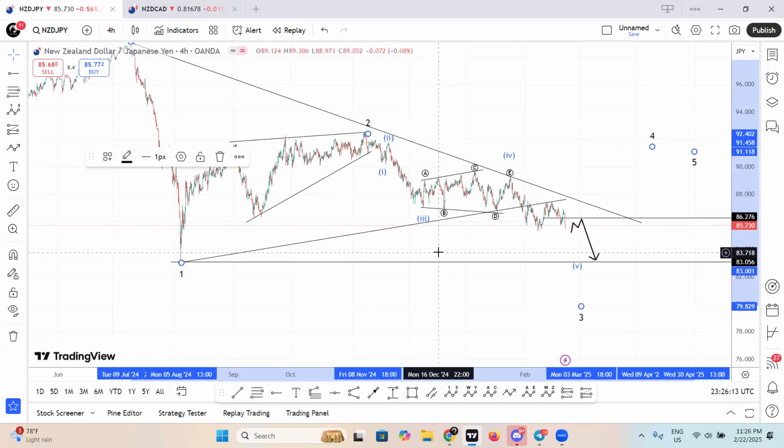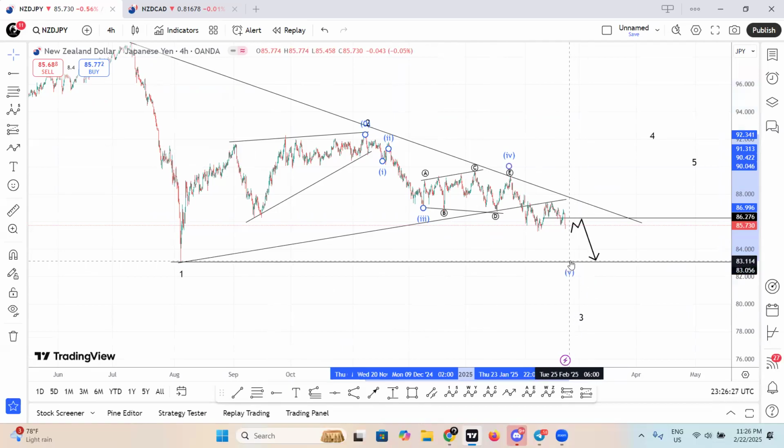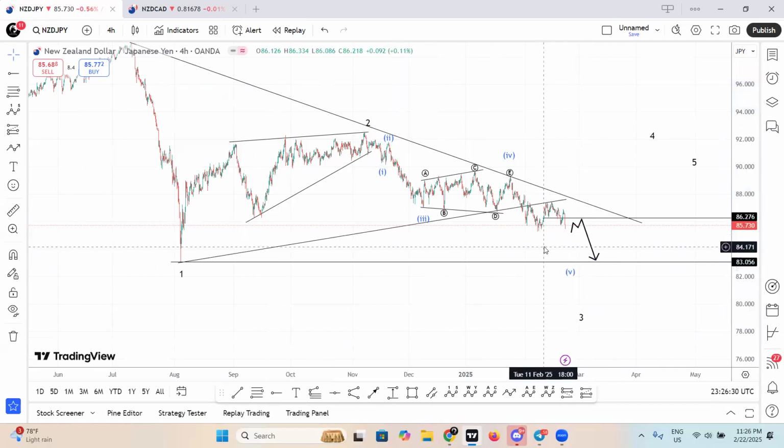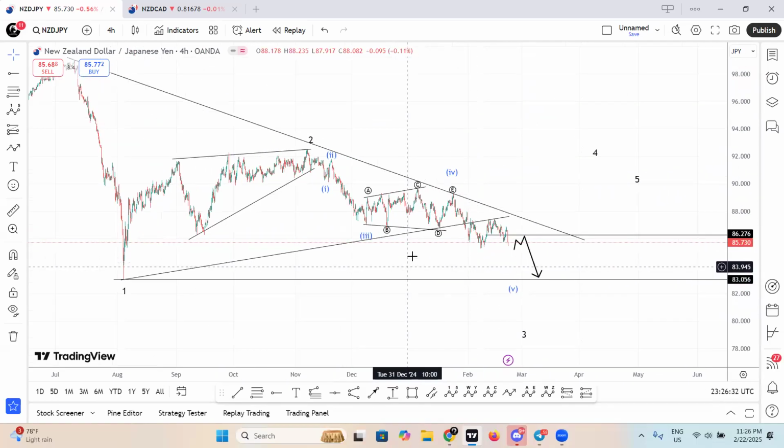If you look at this, after the completion of wave 2, we have wave 1, wave 2, wave 3, and wave 4. The wave 4 is an expanded triangle. Then after wave 4, we are going for wave 5. Can you see wave 5? We are already in it, and wave 5 looks like an extended wave.